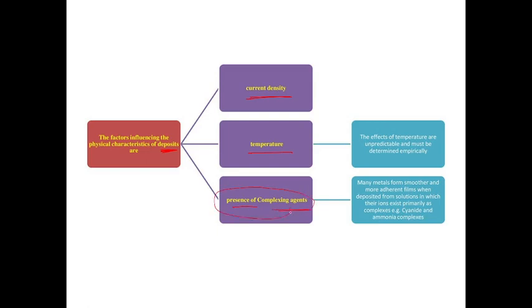If a complexing agent is there, then it can trap some ions. Suppose Sn plus 2 and Sn plus 4 are there, two types of ion, and you are adding tartrate. It will trap Sn plus 4 and only Sn plus 2 will be deposited. So the presence of a complexing reagent will also affect this. The effects of temperature are unpredictable and must be determined empirically. Many metals form smoother and more adherent films when deposited from a solution in which their ion exists primarily as a complex, for example cyanide and ammonium complexes.